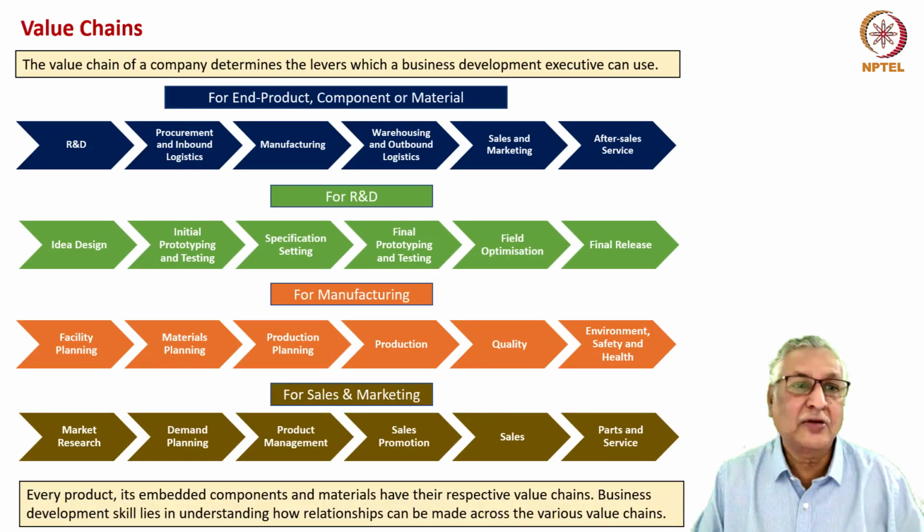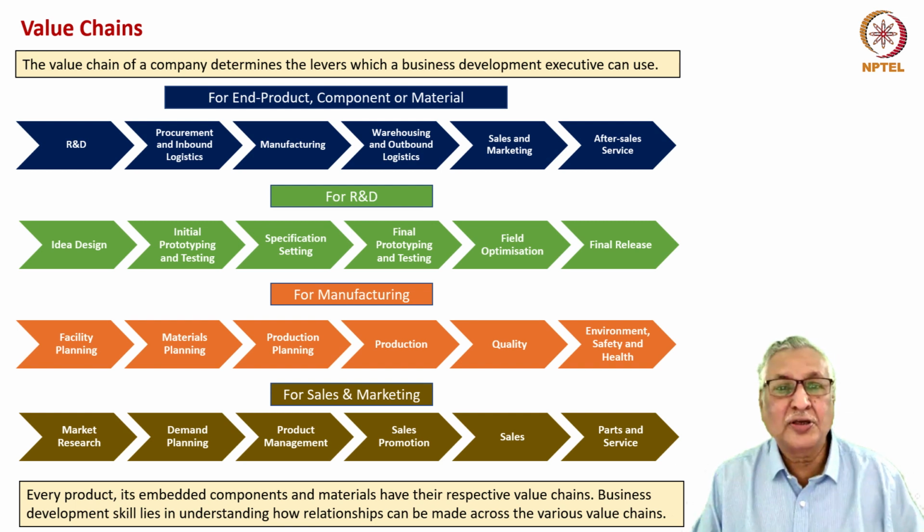Every company will have a value chain, and this value chain determines the levers which a business development executive can use. And the value chain becomes applicable for an end product, a component, or even a material. The typical value chain comprises the following elements: R&D, procurement and inbound logistics, manufacturing, warehouse and outbound logistics, sales and marketing, and finally after sales service.